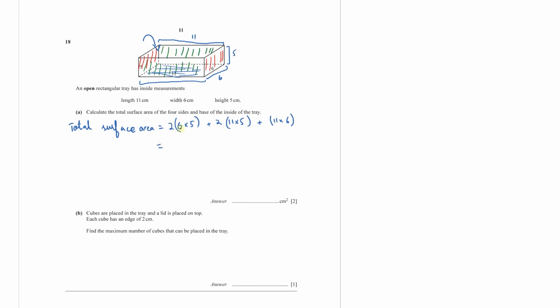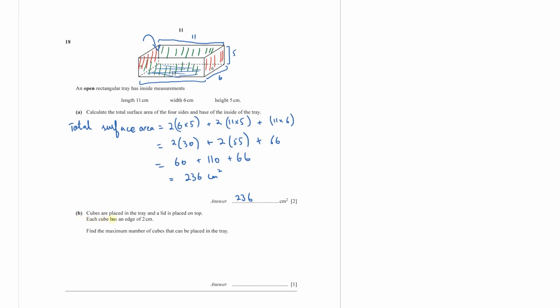So your surface area will be 6 times 5 is 30, 2 times 30 plus 11 times 5 is 55, so 2 times 55 plus 11 times 6 is 66. So 2 times 30 is 60, 55 times 2 is 110 plus 66. So this will be 110 plus 126. This is 236 centimeter square will be your surface area. So you can write it here. So this is 236 centimeter square.